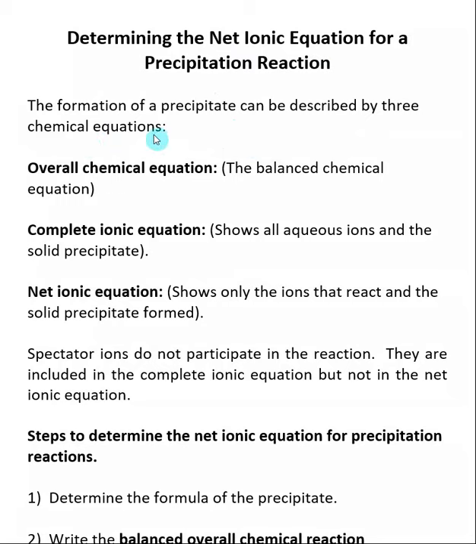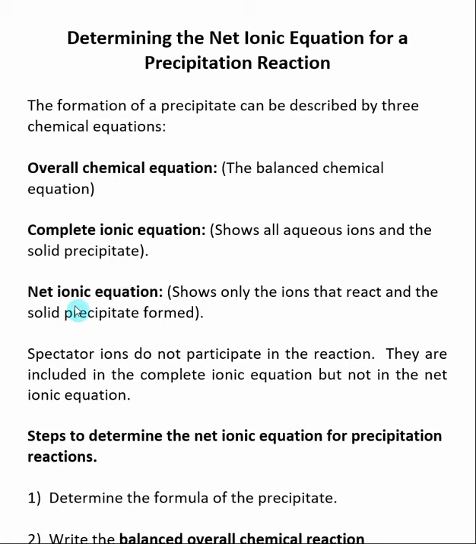three other chemical equations. The first one is the overall chemical equation, and that's what we determined in the previous section, and this is the balanced chemical equation. We've determined the products, we have the reactants, and then we balance the chemical equation. The next one is called the complete ionic equation. This shows all the aqueous ions in their ionic form, and it leaves the precipitate as a solid. Instead of showing soluble compounds in their neutral form, we go ahead and dissociate them into aqueous ions.